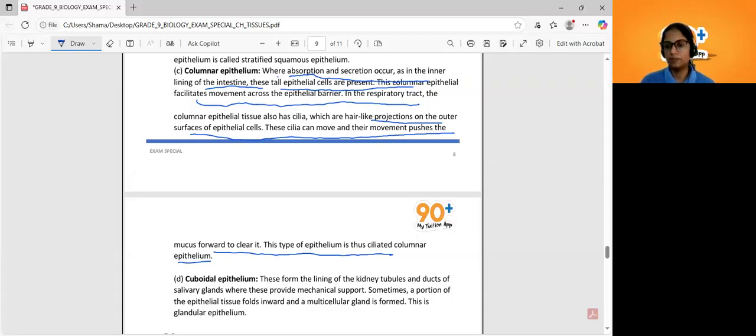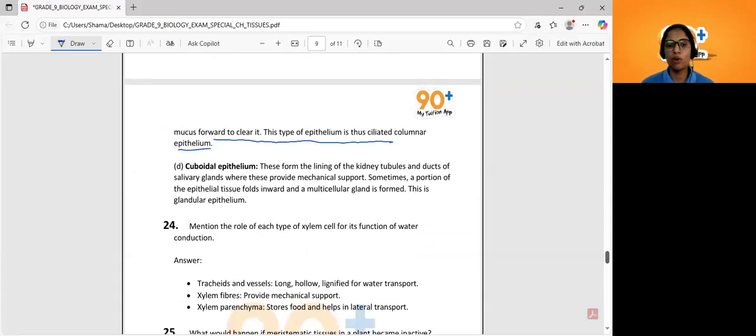Then comes the cuboidal epithelium, and these form the lining of kidney tubules and ducts of salivary glands, where they provide mechanical support. Sometimes a portion of the epithelial tissue folds inwards and a multicellular gland is formed, and this is called a glandular epithelium. So cuboidal epithelium forms the lining of kidney tubules and ducts of salivary glands, where they provide mechanical support.